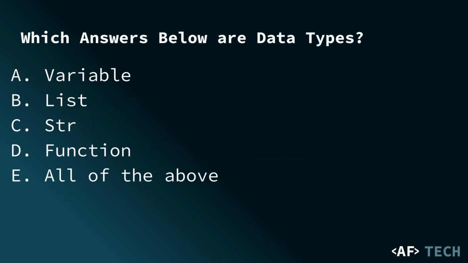Which answers below are data types? Variables, lists, strings, functions, or all of the above? Lists and strings are data types. Functions and variables are not.